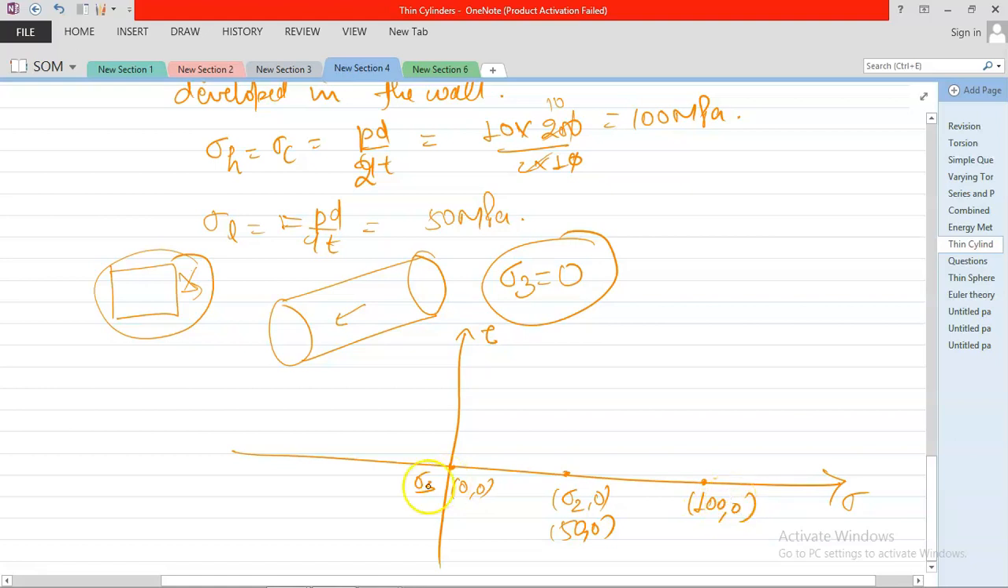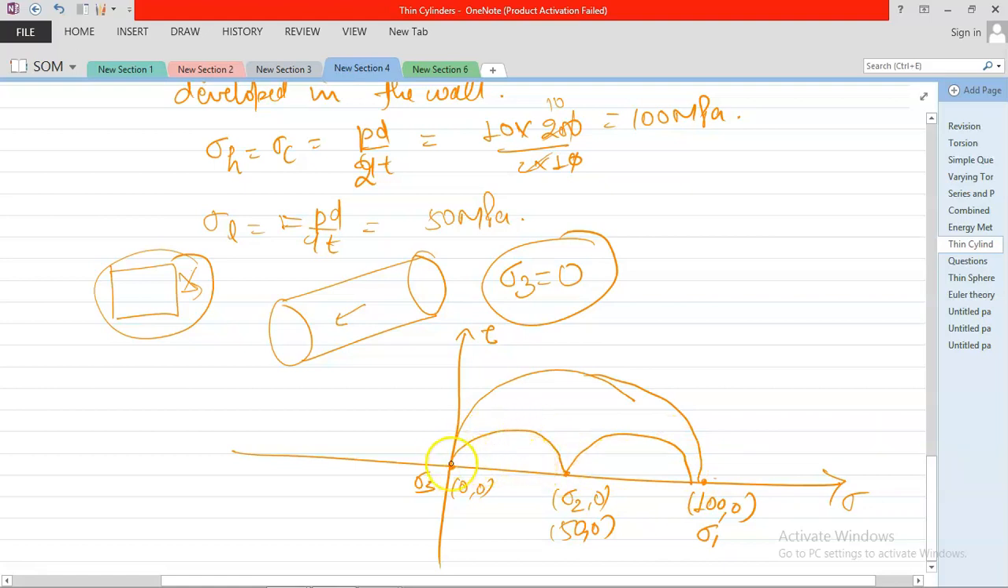And what are they? So this is your sigma 1. First of all, in between sigma 1 and sigma 3. Second is sigma 1 and sigma 2. And third one is sigma 2 and sigma 3.